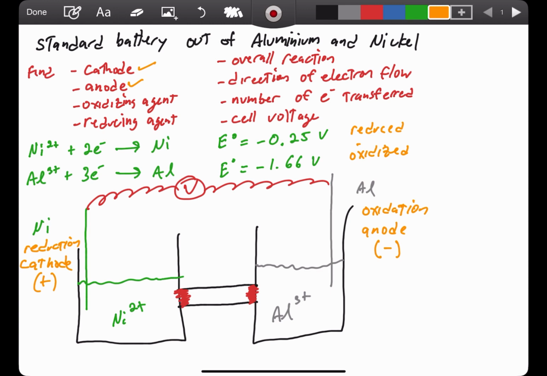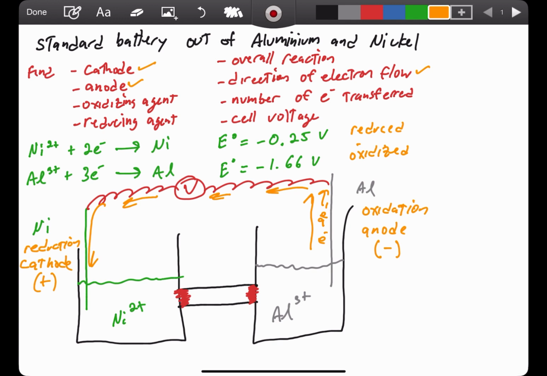We can do the direction of electron flow. Electrons always flow from the anode to the cathode, or as I like to say, they go from A to C, because your anode is a site of oxidation, so that's where electrons are being lost. So electrons are going to be coming up from the aluminum there, crossing through the wire, going through the voltmeter and coming down and depositing a nickel ion onto the nickel electrode. And so we now have our direction of electron flow. So we've got that one now too.